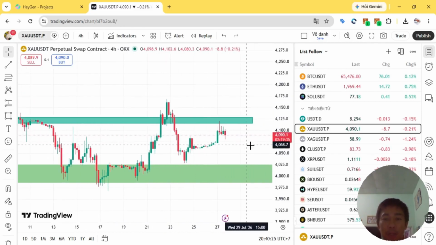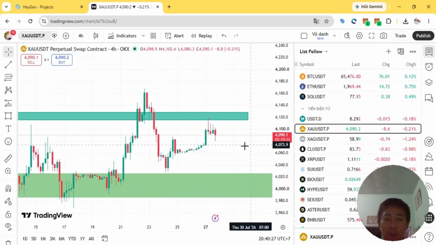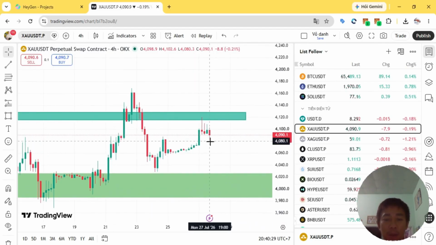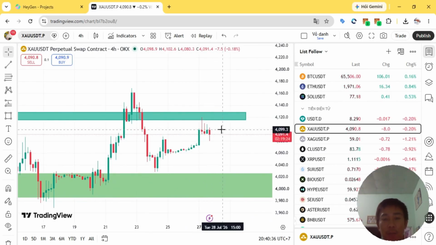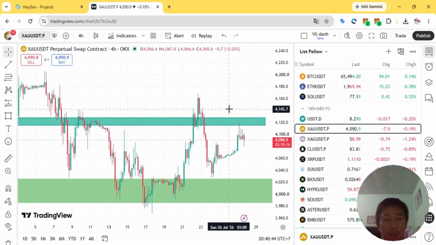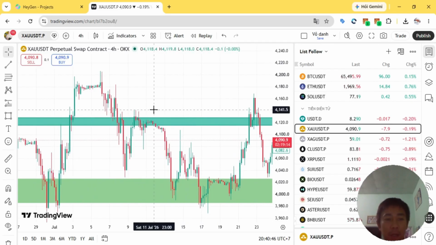So at this point, if it were me, I would split the orders like this. We have to wait for this candle to close as a bearish candle. Then we open an order at 4,100. The second order at 4,120. And where do we set the stop loss? Above this peak, which is $4,145.